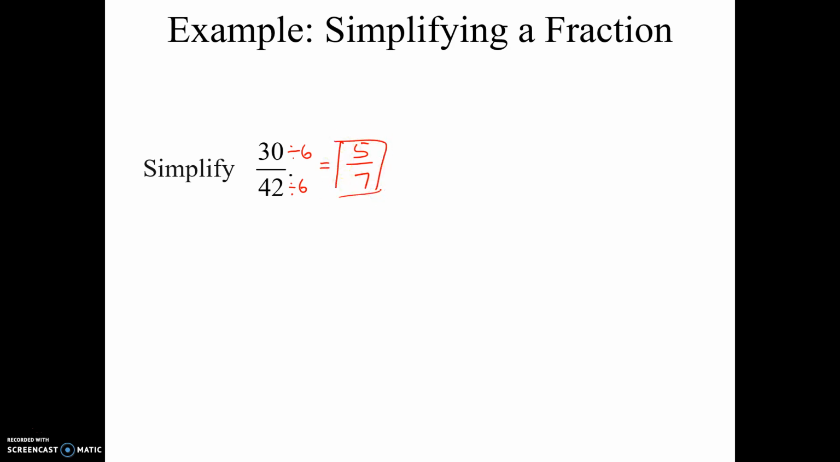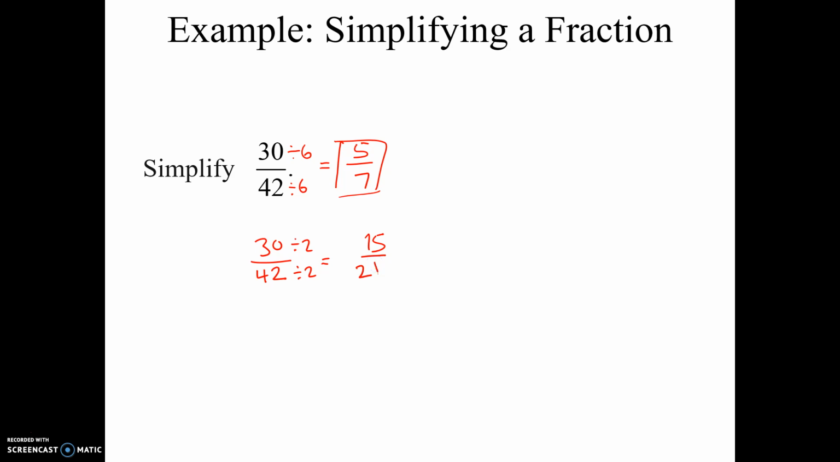Now let's say I couldn't think of 6 as being able to divide 30 and 42, I could do this in a little bit more long-winded way as well. If I look at 30 and 42, think of the smallest number that can divide 30 and 42, which is 2. 30 divided by 2 is 15. 42 divided by 2 is 21.